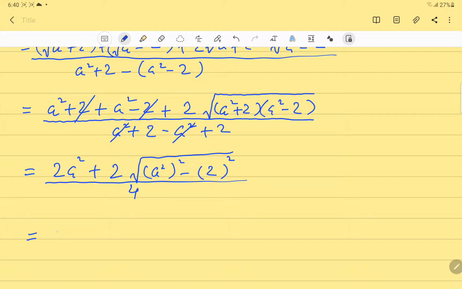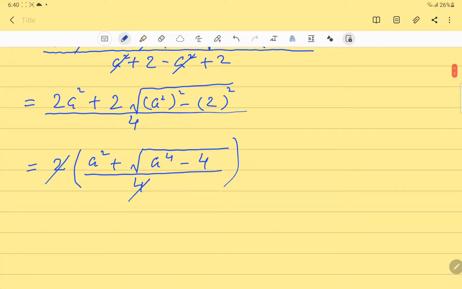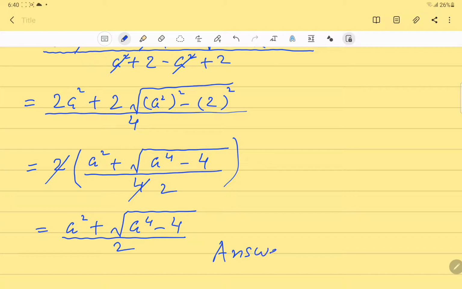So we will be taking 2 common over here, and we will be left with a squared plus square of a square is a to the power 4 and square of 2 is 4, over 4. This 2 cancels with this 4 and we are left with 2. So our final answer is a squared plus square root of a raised to power 4 minus 4, over 2, and this is our answer.